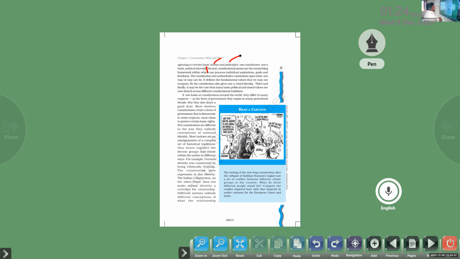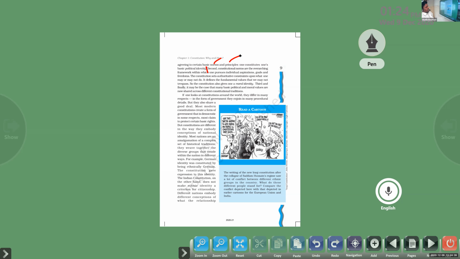So, almost we are able to find in a constitution the norms and procedures to achieve individual aspirations, goals and freedom for individuals. Okay, the constitution sets authoritative constraints upon what one may or may not do. So the constitution will create some restrictions for each and every individual who believes in that constitution or comes under the control of that constitution. Constraints are there, restrictions are there.